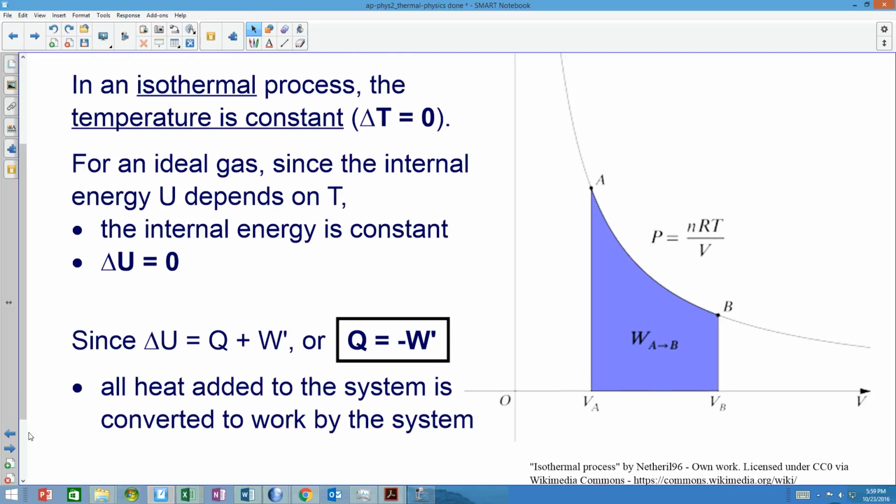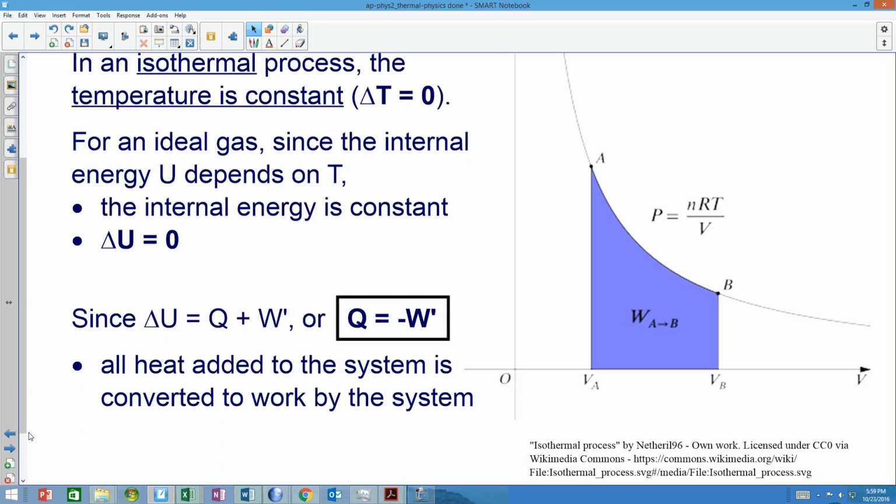Since delta U is equal to Q plus W prime, where again, remember, W prime is the work being done by the external pressure on the system, the heat transferred is equal to negative W prime. All heat added to the system is converted to work done by the system.